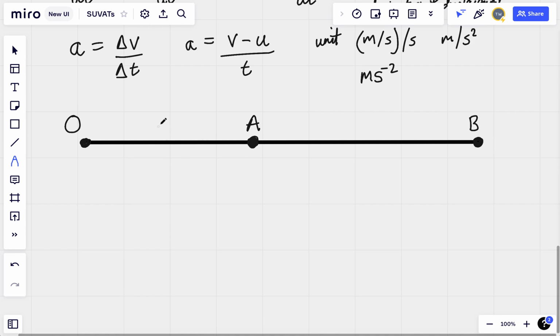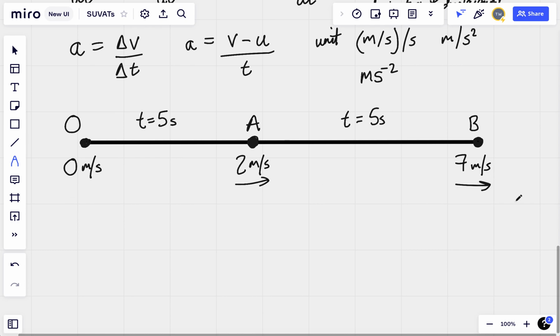Now I'm going to say that it's going to take the same time to get from 0 to A as it takes to get from A to B. So it's going to take me 5 seconds to get from 0 to A, and it's going to also take me 5 seconds to get from A to B. Now, when we are at the 0 point, we are 0 meters per second. At A, we are traveling at 2 meters per second. When we get to B, we are traveling at 7 meters per second. So as you can see, our speed or our velocity is increasing.